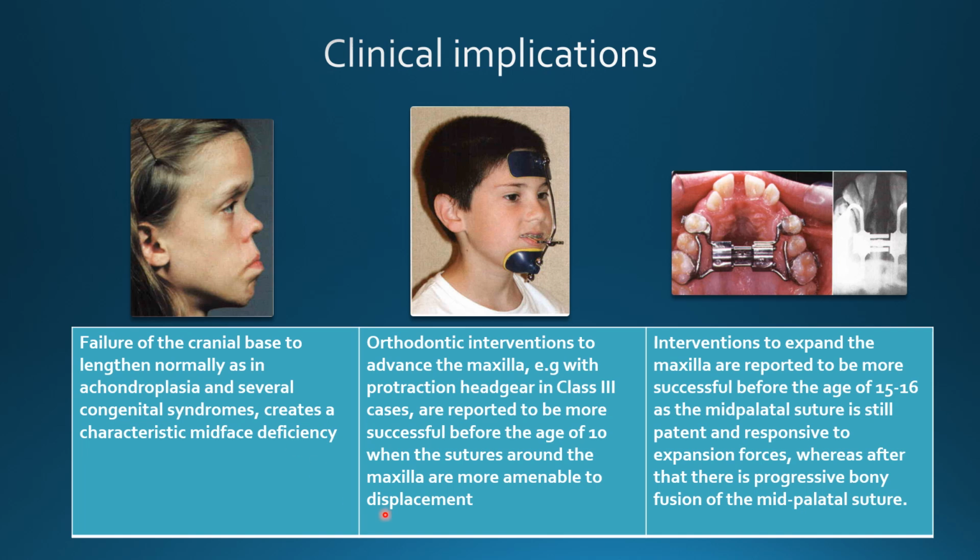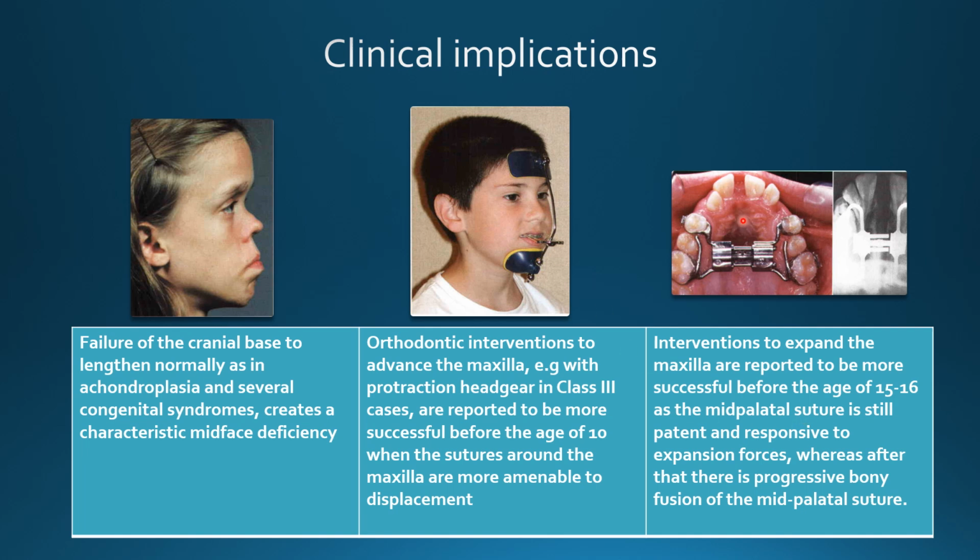Now, what else matters to us is that we can do orthodontic intervention to advance the maxilla. Okay, this appliance you will take later is called a reverse headgear. If you look, the child is wearing it with elastics to pull the maxilla forward. And this is very successful before the age of 10 years old, before the sutures posterior and superior to the maxilla start to fuse. Before that age, these sutures are still amenable to stimulation and we can pull the maxilla forward.